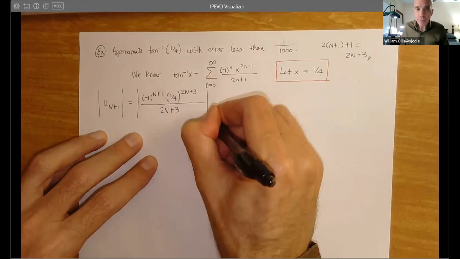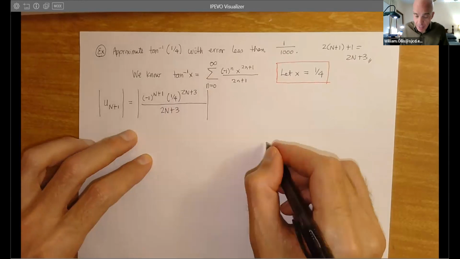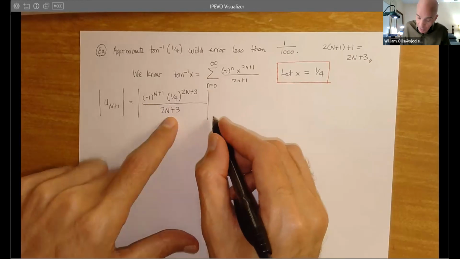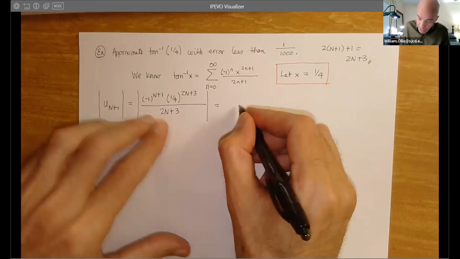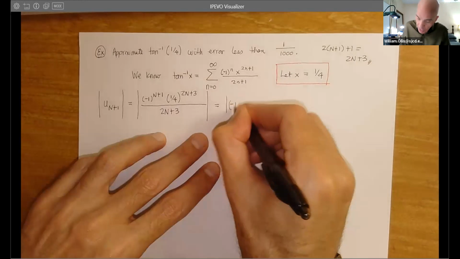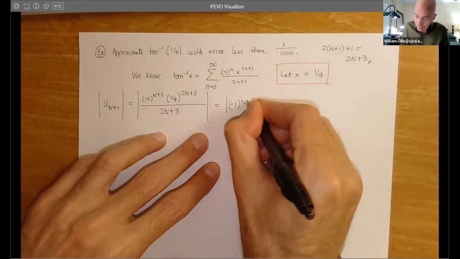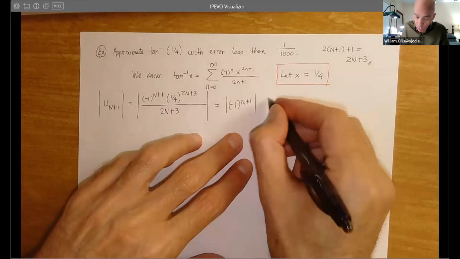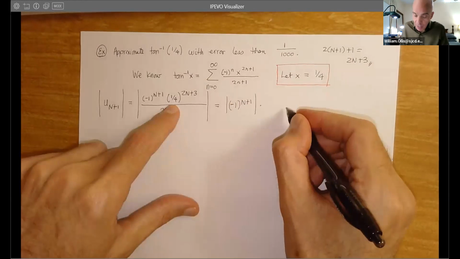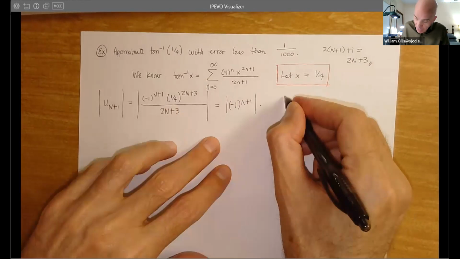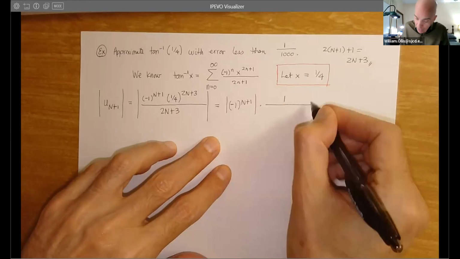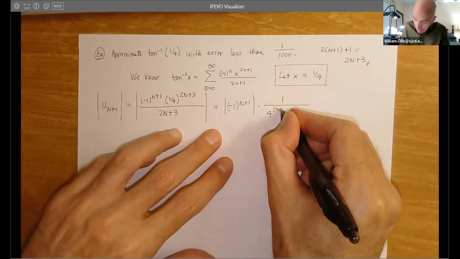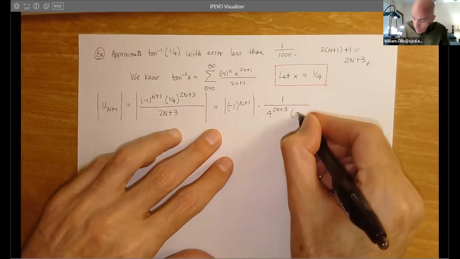Same argument. Okay, so now when we look at this, the negatives will absorb, and we've got these hanging out. So again, when we do the absolute values, we have -1 to the n plus 1. So that will always be +1. And then, of course, we have what's left over. We have this that comes downstairs. And these are all positive. So we have 1/4 to the 2n plus 3 times 2n plus 3.